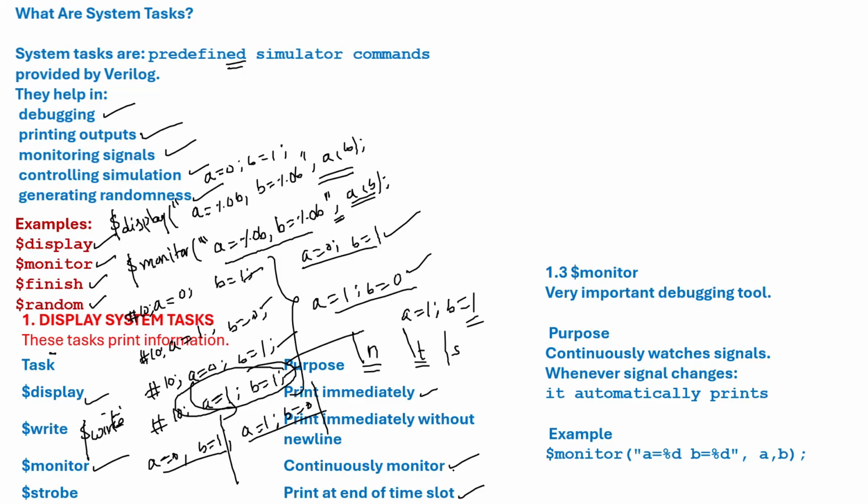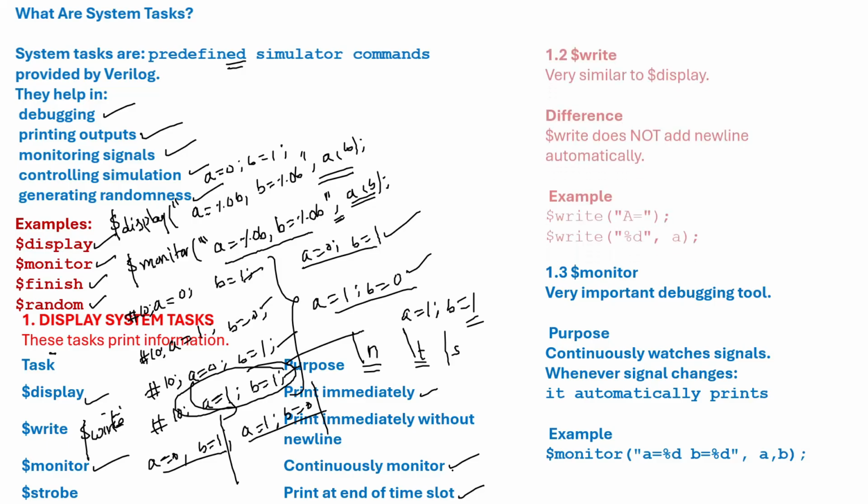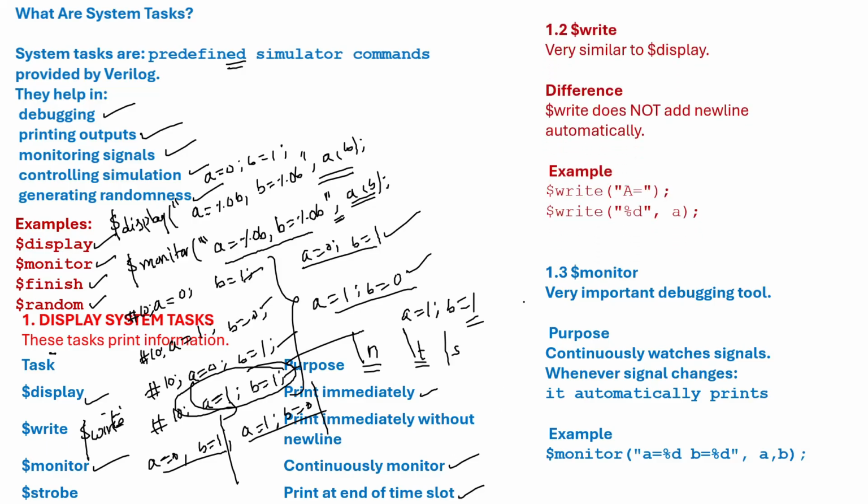They will ask what $display is doing, what $write is doing, what $monitor is doing, and what the use of $strobe is, all these things. See, $write is also similar to $display only. But what is the main difference here? $display takes a new line every time. But $write does not consider a new line. That is the main difference here.